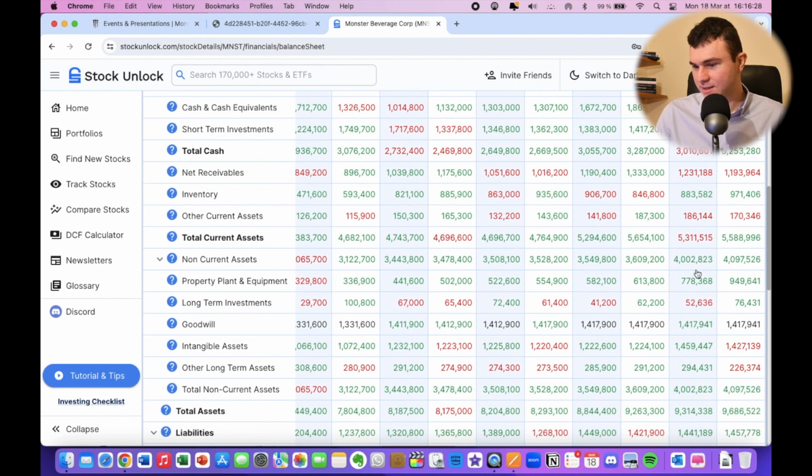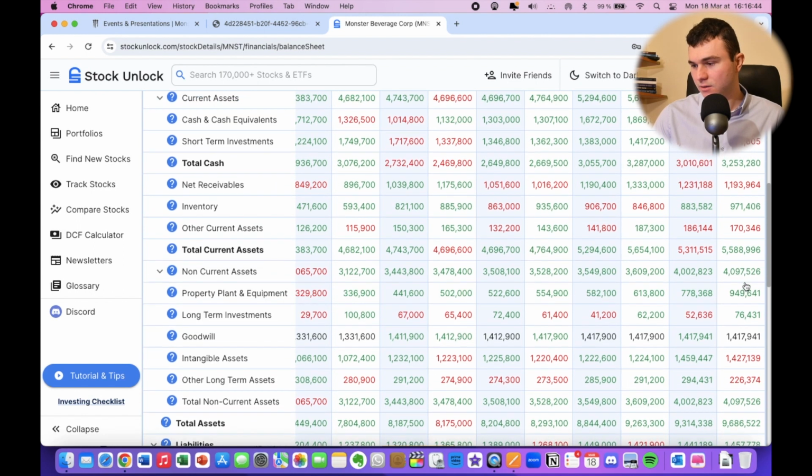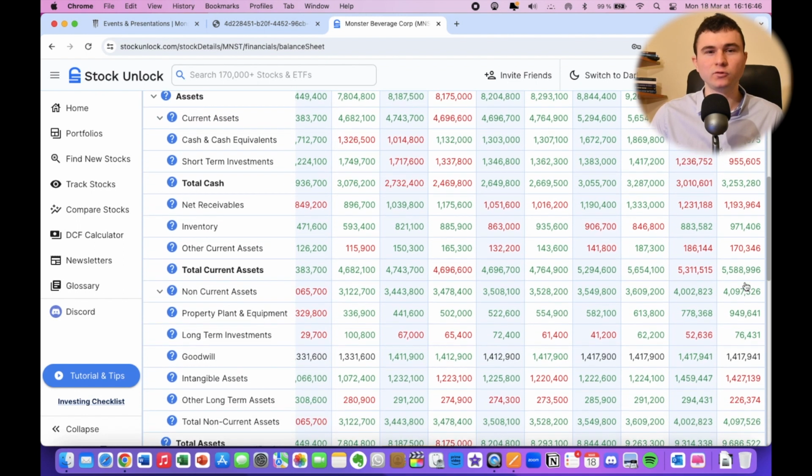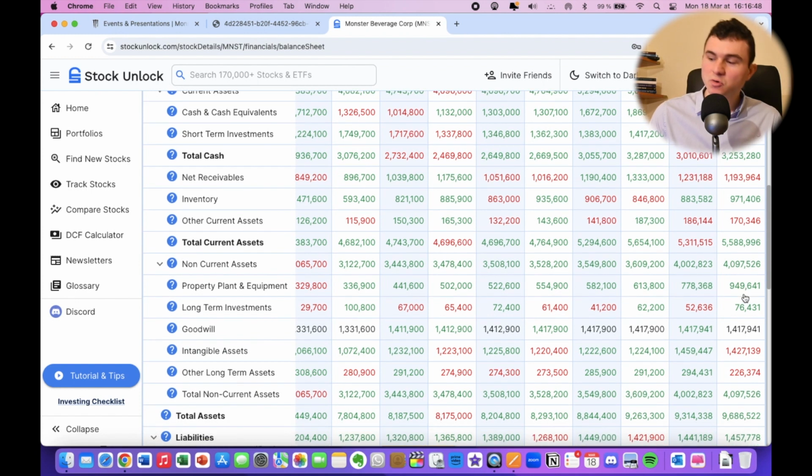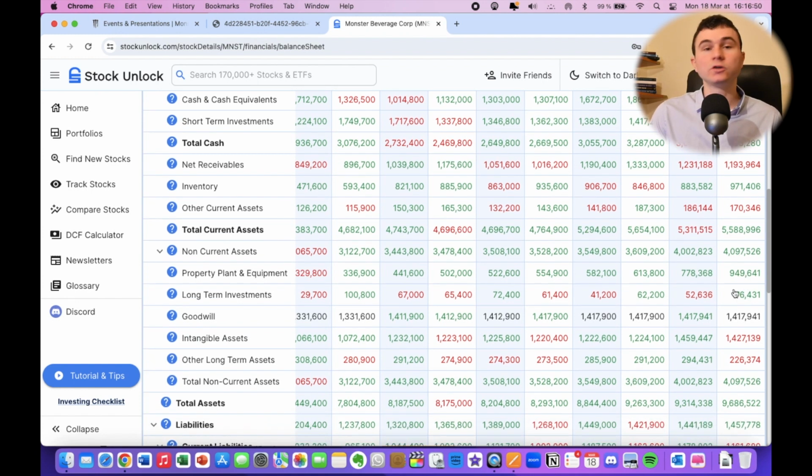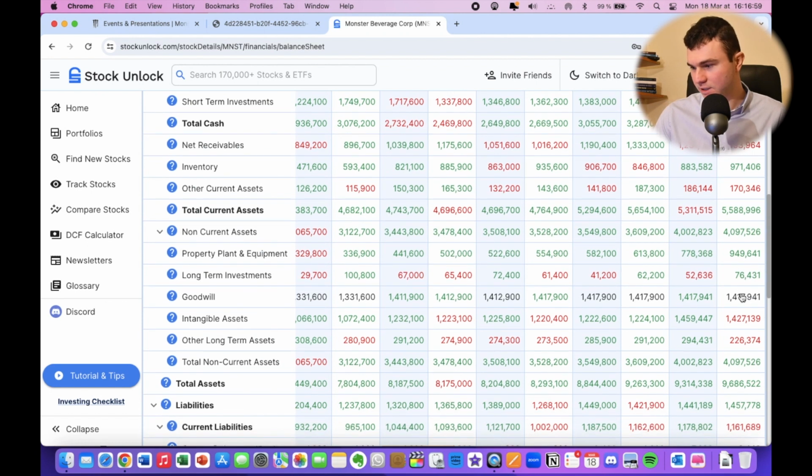Non-current assets have 1 billion of property, plant, and equipment. So they have 4 plants, 3 in the US, 1 in Ireland, I believe. And the 4 building sites, the 4 plants, are worth 1 billion, which is not a lot. If you have 2 billion of cash, you can say that, relatively speaking, it doesn't cost a lot of money to run these 4 plants. Long-term investments are minimal, so not worth digging into.